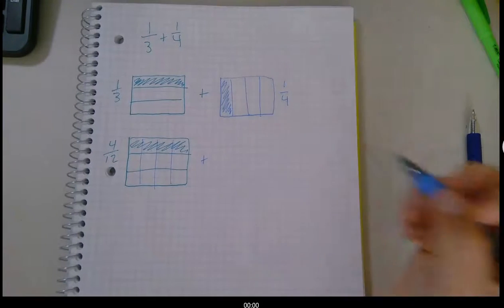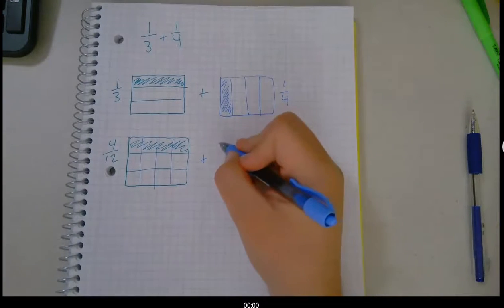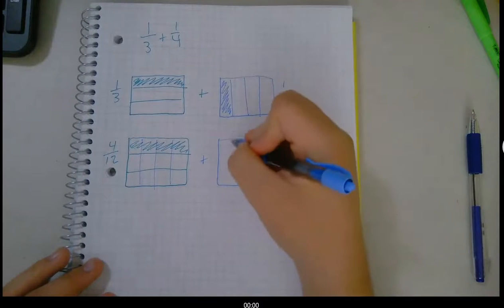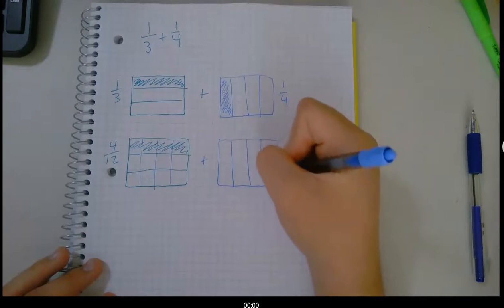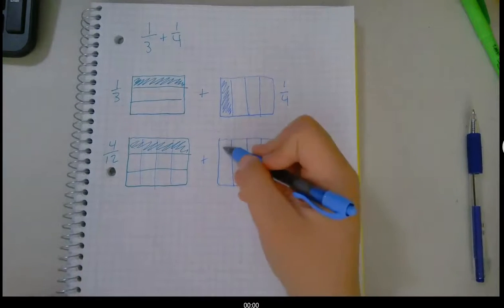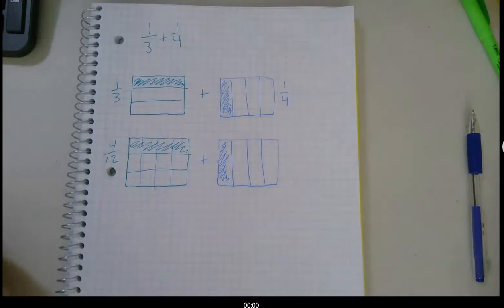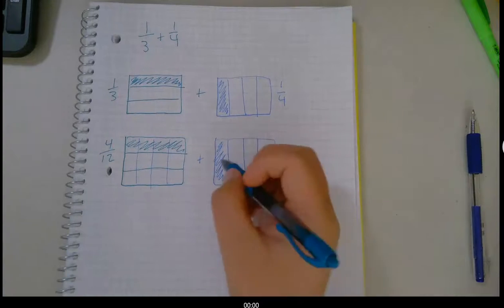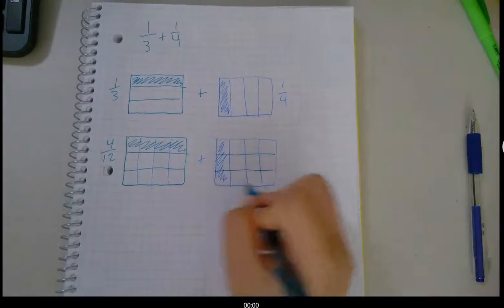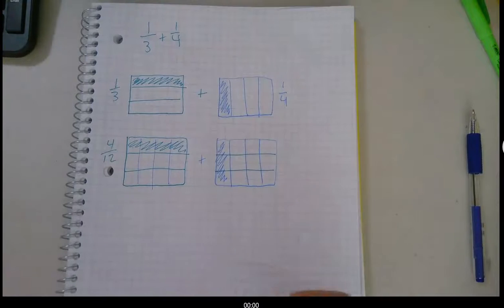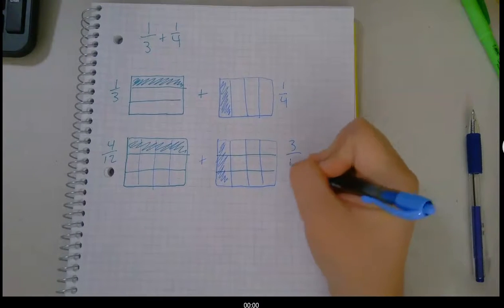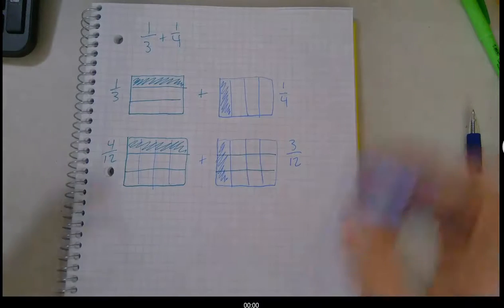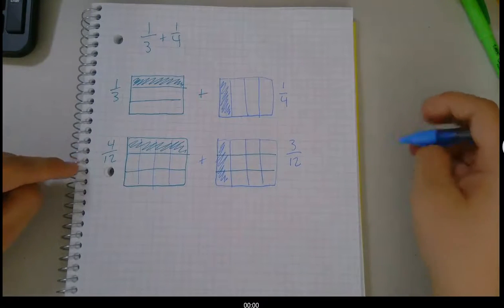Now we're going to do the same thing for 1/4. So we're going to draw the original rectangle, split it into 4 different portions, shade in 1 because it's 1/4, and then split it in thirds now, the other way. 1, 2, 3. And 1/4 will now turn into 3/12. So now that you have done this, we can now add these fractions.